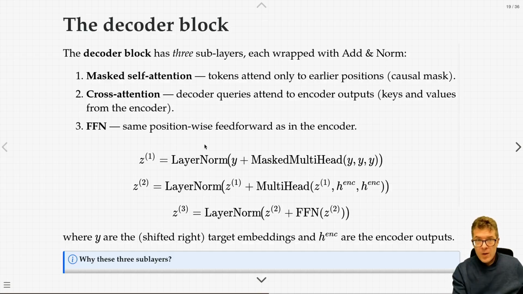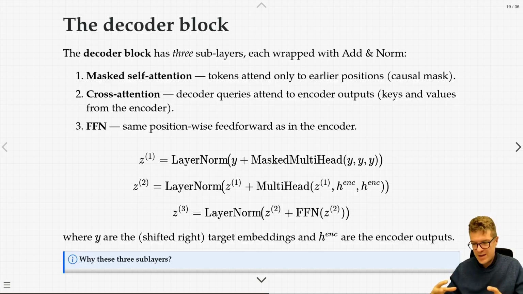So we have the encoder block, which I'll show you a visual of in a moment. Then we have the decoder block. The decoder block has 3 sublayers. And each of them has these add and norm components to them. So there's a masked self-attention. So we talked about self-attention quite a lot. We'll talk about masking in a few moments because we haven't talked about that before.